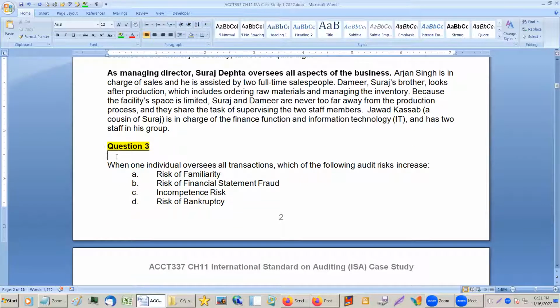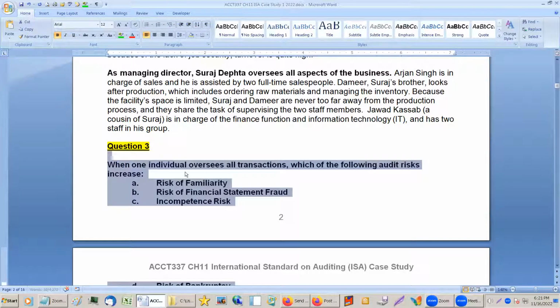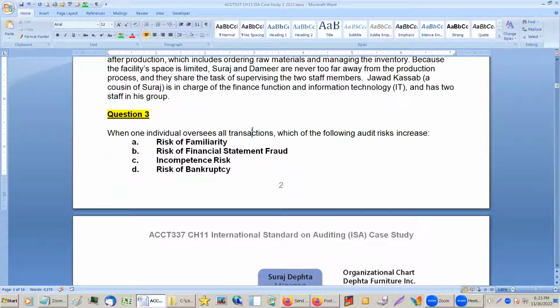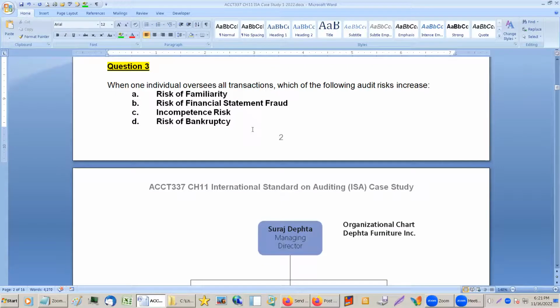Okay, question 3. Just goofed it up again. Let's bold these. There we go. When an individual oversees all transactions, which of the following audit risk increase? Is it B? Yes, very good. Yeah, risk of financial statement fraud.